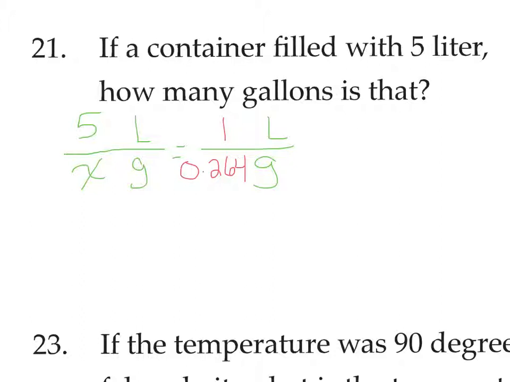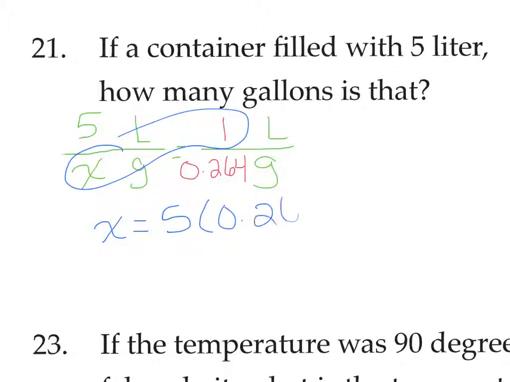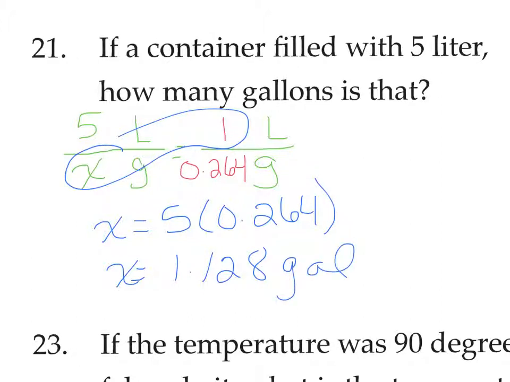And so then we can make our equation. X times 1, or X equals 5 times 0.264. And you can multiply that out over here. Pause the video if you need to. Go ahead and multiply it out. It comes out to be 1.128 gallons.